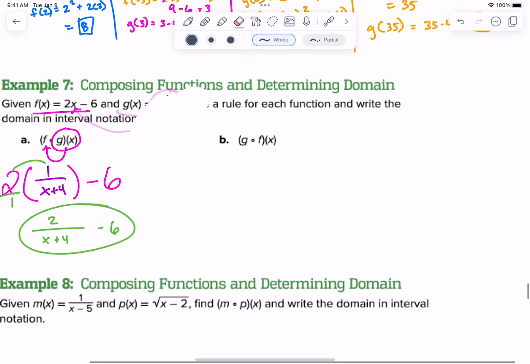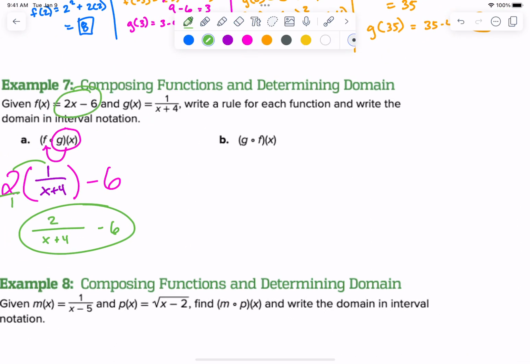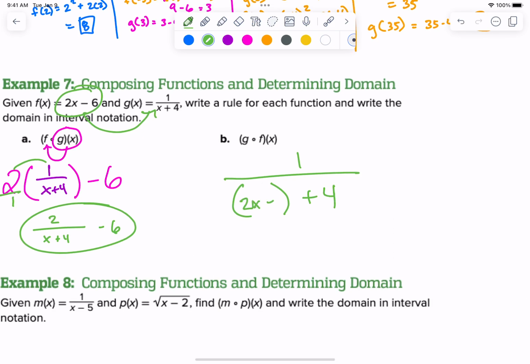Okay, so this one, g composed of f of x. Now we're doing it in reverse, and we're going to take f of x and plug it into the g of x, right? So instead of 1 over x plus 4, it's 2x minus 6 plus 4. 2x minus 6 is going in that spot.